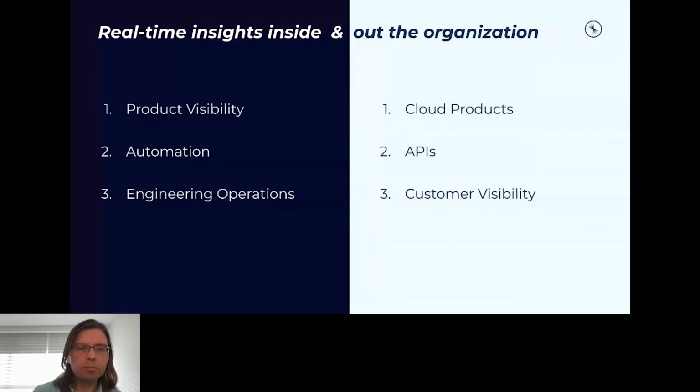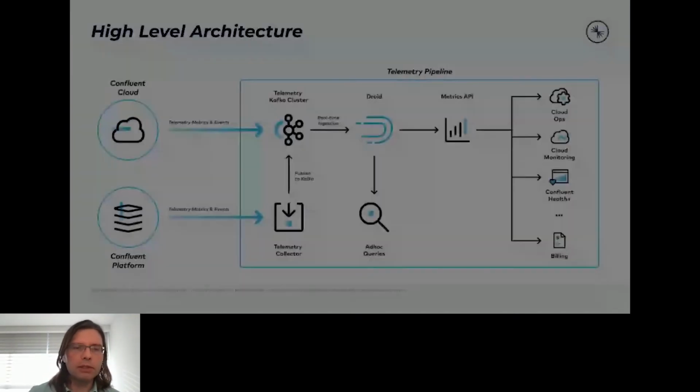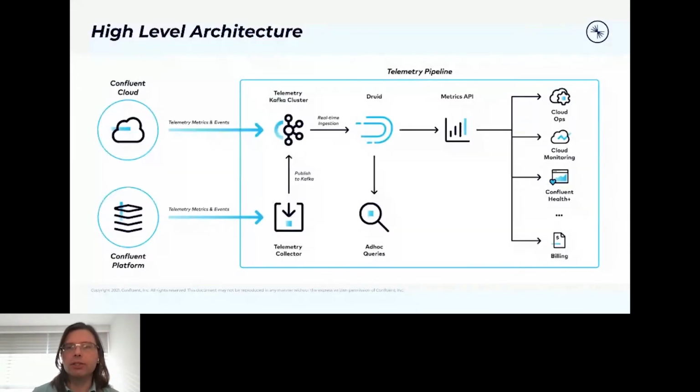That customer visibility is really something that we wouldn't be able to provide without some of the technology here. So let's talk a bit about the high-level architecture. It's pretty simple. We get a lot of telemetry directly from our Confluent Cloud services. We push that into Kafka. So we have metrics and events that we collect, and then effectively put that directly into Druid. And on top of that, we provide some APIs that provide some abstraction and help make this a little bit easier to use.